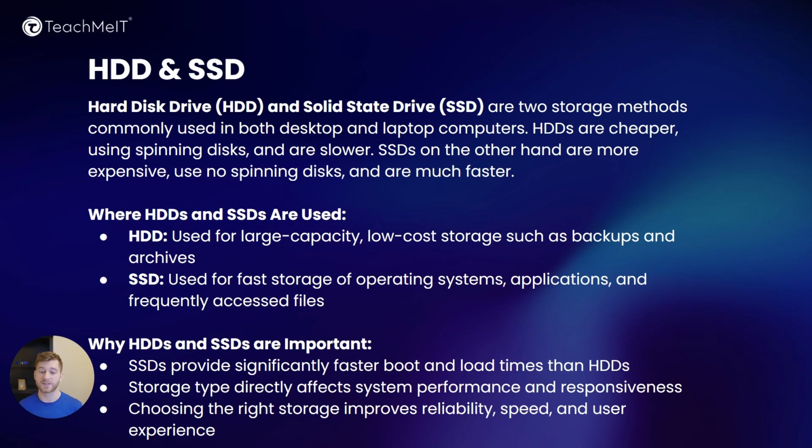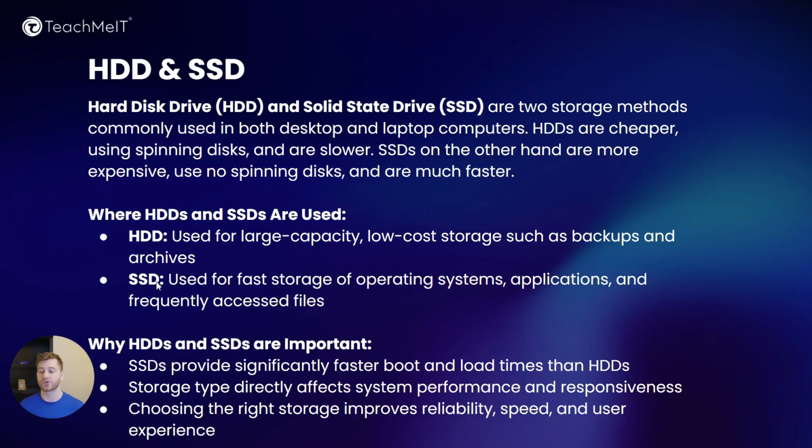Hard disk drives and solid state drives are two storage methods commonly used in both desktop and laptop computers. Hard drives are very cheap and they allow for a lot more storage per dollar, but they're a lot slower and they are more vulnerable since they use spinning disks in order to actually operate. Solid state drives, on the other hand, are more expensive, use no spinning disks, and are far faster.